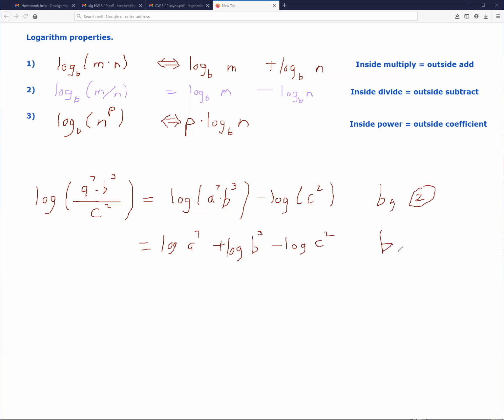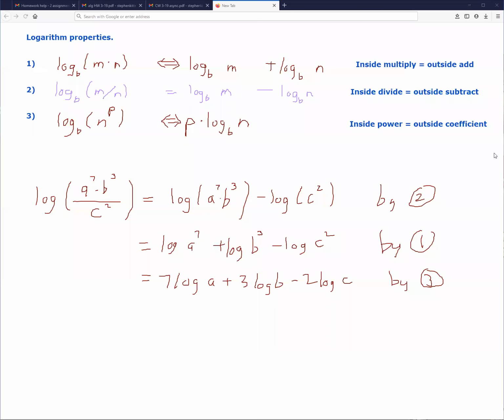And this is by property number 1. And then I'm going to say, but I got all these powers. Let's bring them out front. 7 log a plus 3 log b minus 2 log c. And this is by property number 3.